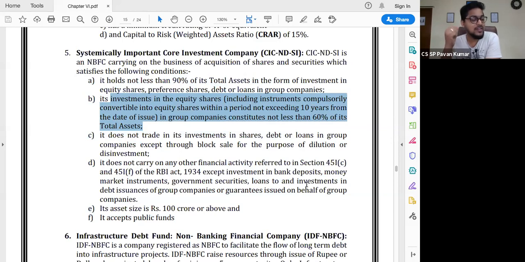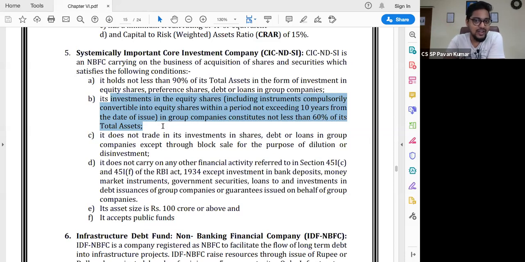Whenever, even in RBI reporting, it is a compulsorily convertible debenture, a compulsorily convertible preference share, or FCCBs, all these convertible instruments are also treated as equity only, because anyway they are going to get converted. So here what they're saying is investment in equity, including convertible equity, should constitute not less than 60% of its total assets. So 90% of the investment should be in equity, preference, bonds, everything. Out of that, 60% should be purely in equity.